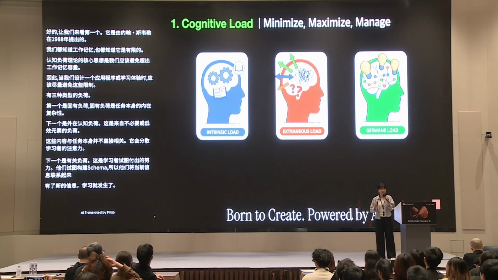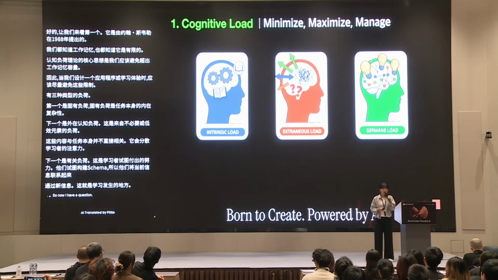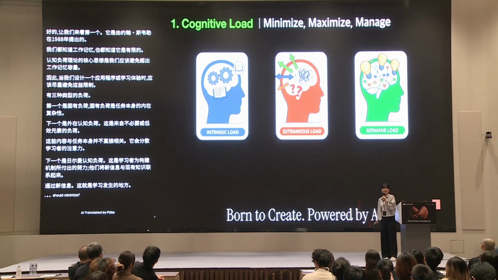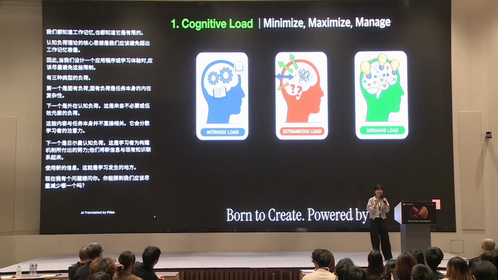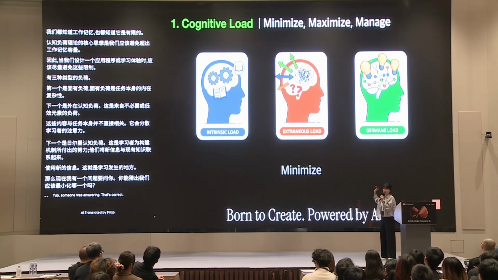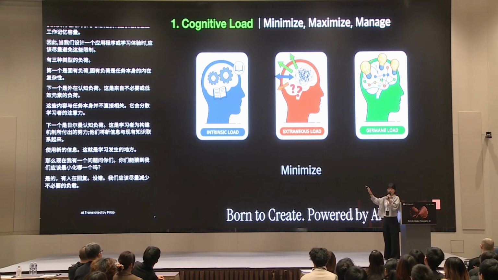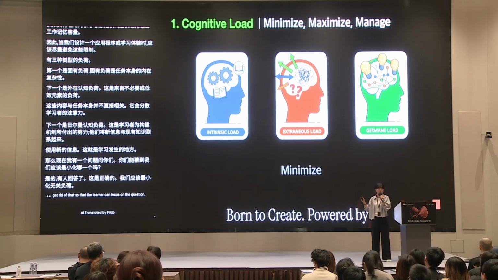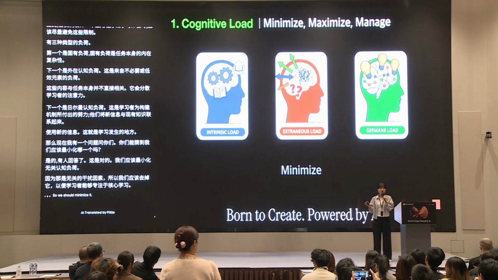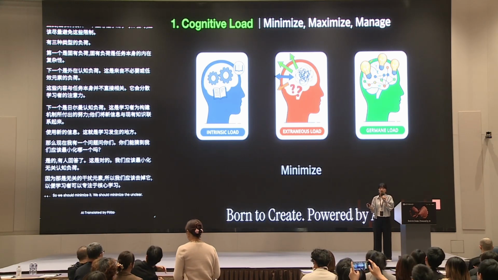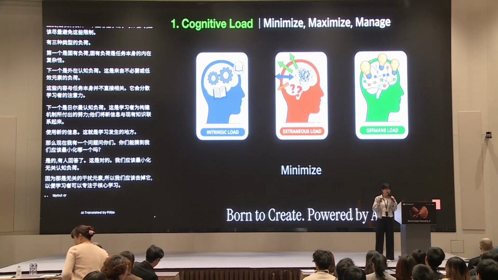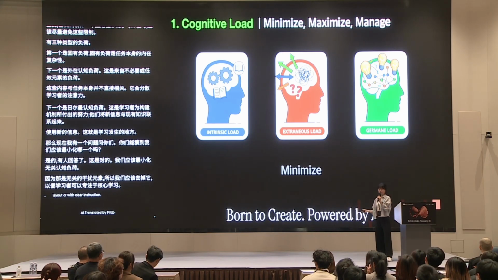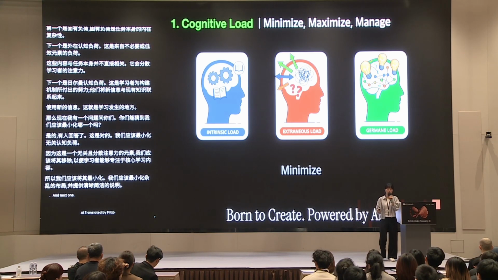So now I have a question for you. Can you guess which one we should minimize? Yep, someone was answering. That's correct. We should minimize extraneous load because that is an irrelevant, distracting element. So we should get rid of that so that the learner can focus on the core learning. So we should minimize it, with an uncluttered layout and clear, concise instructions. And next one, can you guess which one we should maximize?